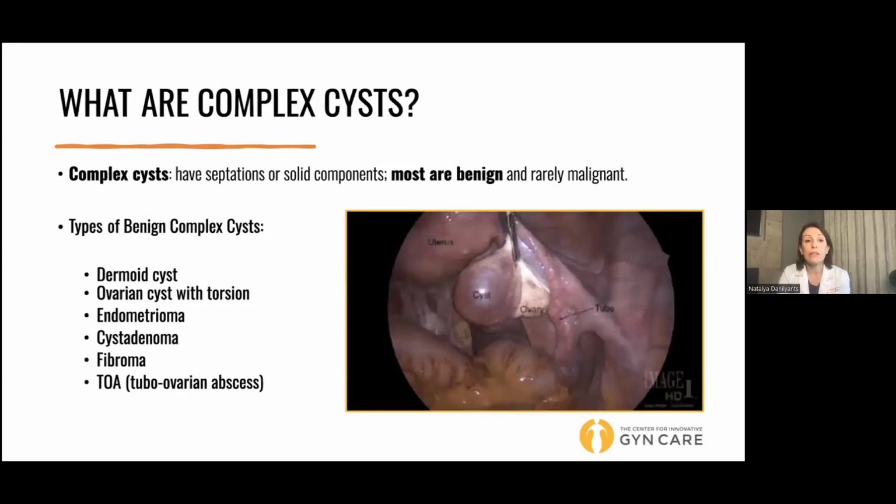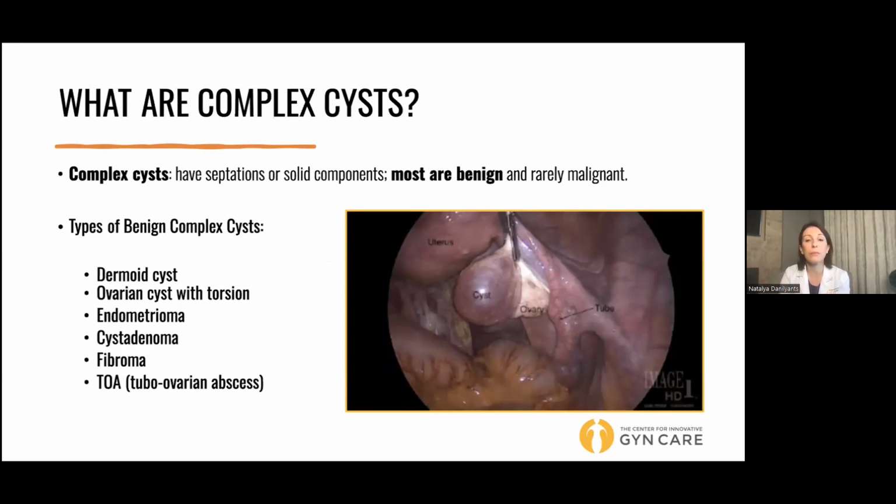So what are complex cysts? Complex cysts are anything that's not a simple cyst, right? So we said a simple cyst is one pocket of fluid. It could be big or small, and it's filled with clear fluid. There are no walls inside the cyst. There are no solid components. So anything but that is going to be automatically a complex cyst.